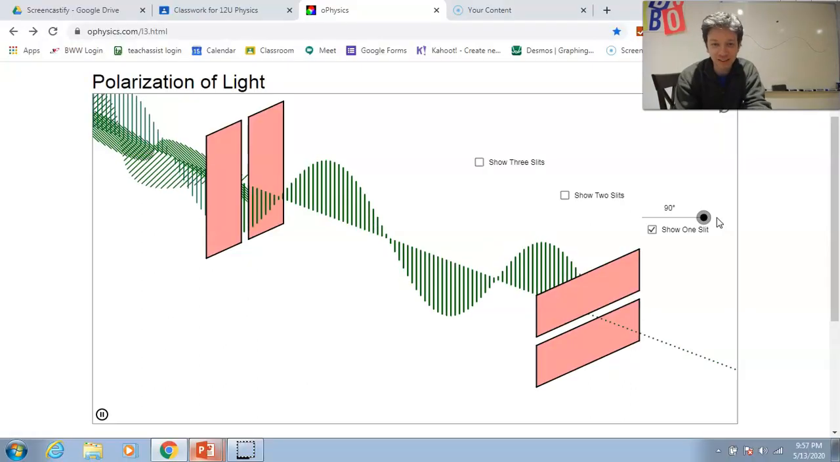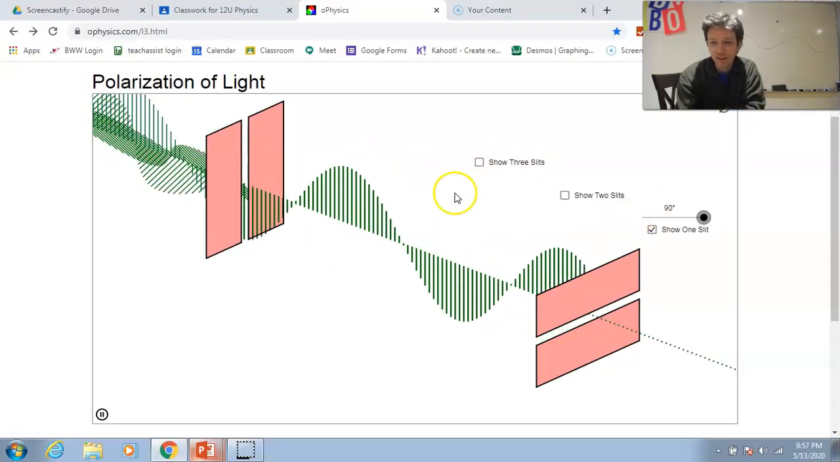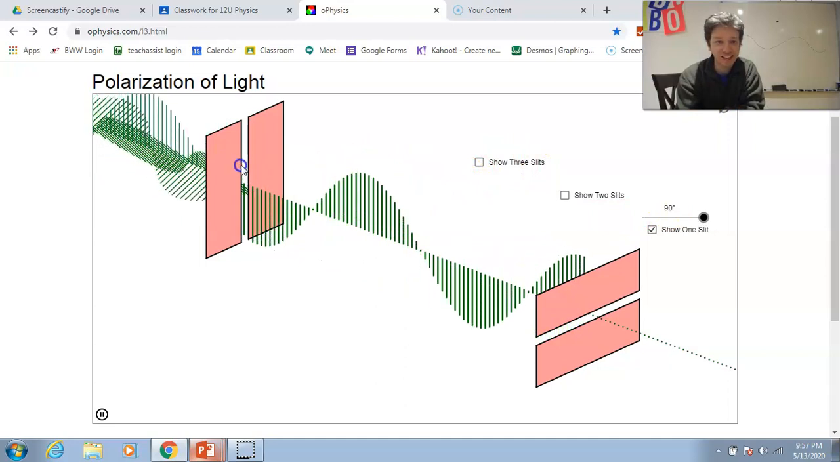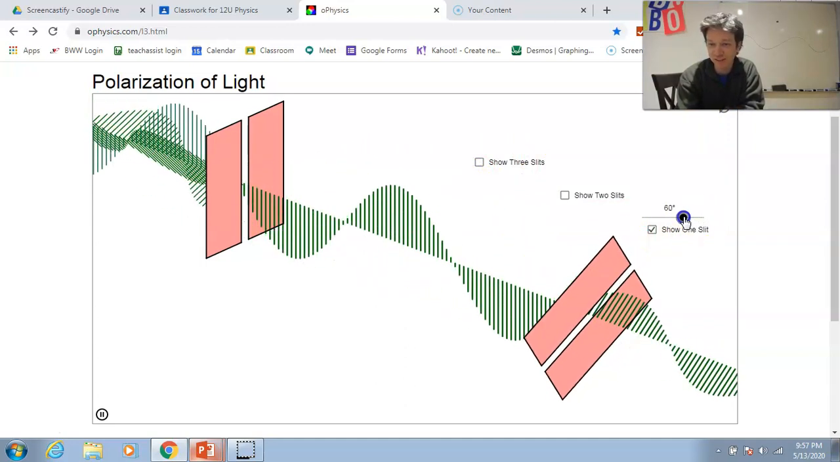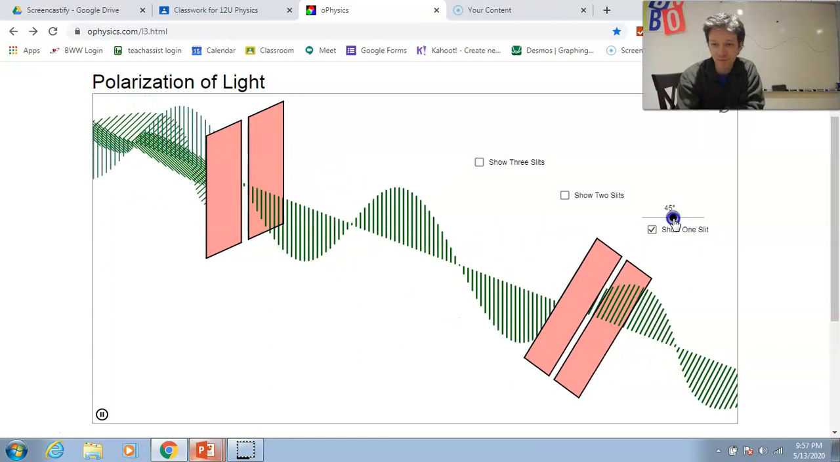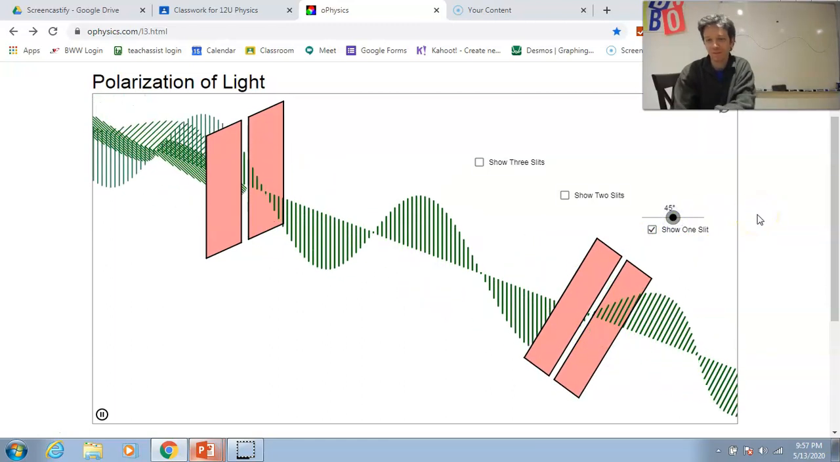We'll go back to the simulation. I can't change the orientation of the first one. It doesn't matter. We'll just put the second one at 45 degrees. It'll be the same result. Okay.